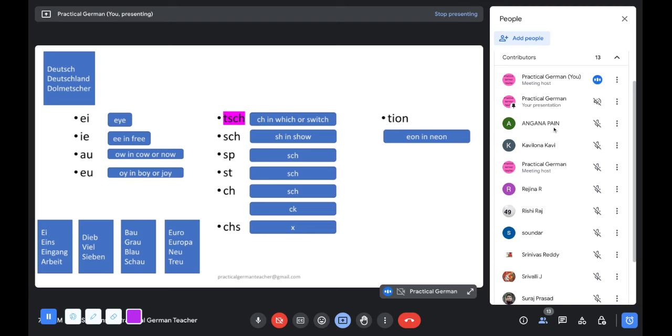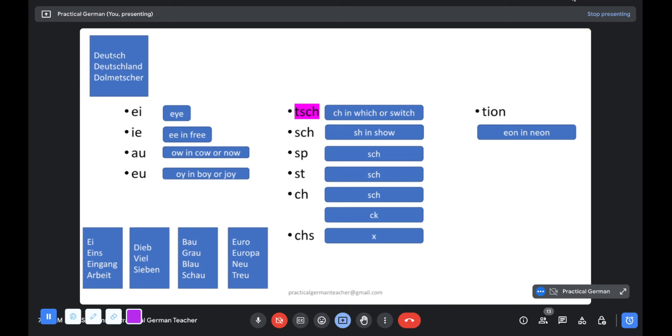Angana, Pine, do you want to read? Yeah, sure. Go ahead. So it would be like Deutsch, Deutschland, Dolmetscher. Okay. Can you read loudly because I can't really figure out if you're pronouncing correctly or not. Yeah, it would be like Deutsch, Deutschland, Dolmetscher. I think there is a mistake. I can't figure out exactly what is the mistake, but I think you are not saying ch, you are saying sh, you're saying Deutsh. Or am I hearing it incorrectly? So ch, Deutsch, Deutschland, Dolmetscher.